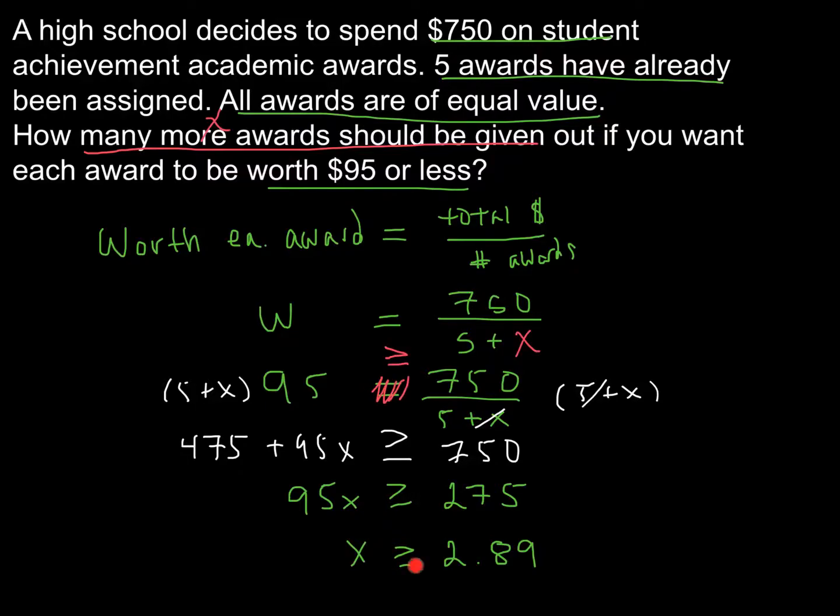X needs to be greater than or equal to 2.89, meaning that the smallest value x could be would be 3, because I can only add a whole award. So I need to at least add 3 awards. That will ensure that each award is less than $95. So the key here is to realize, look, we're writing an equation, that's great, but in our solution, what we're looking for is something that's either equal to 95, or less. And so what we want to do is be as specific as possible and include the less than, so that when we get our answer, it's much easier for us to interpret.